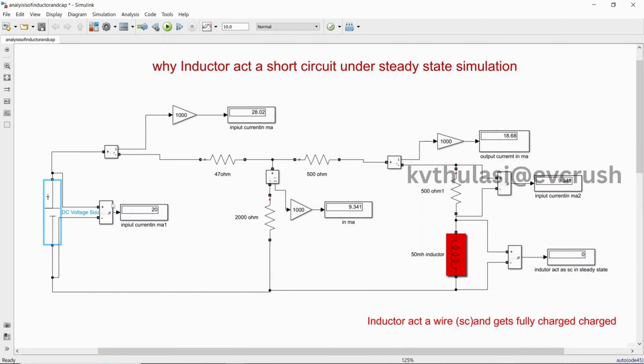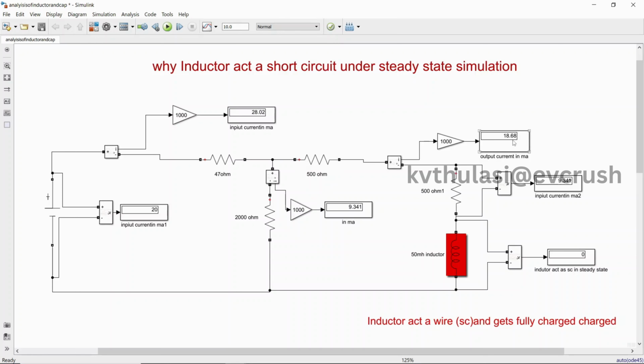So already I had completed it. The input applied is how much? 20. The current in this branch is how much? 28 milliamperes. The current gets divided, into this branch as 9.3, and the current which flows in this branch is 18.6. Okay, so 18.6 plus 9.3 is equal to 28. Our KVL is verified.